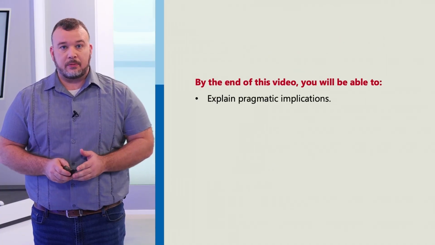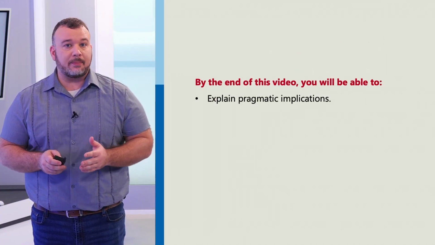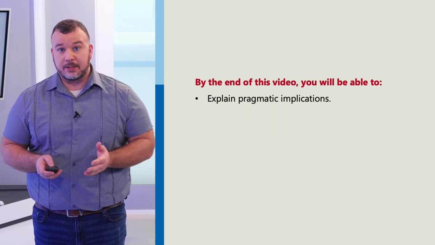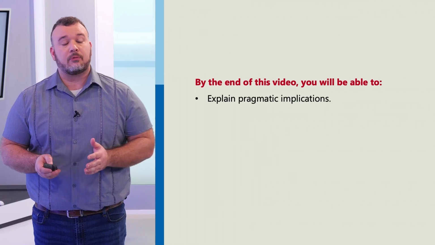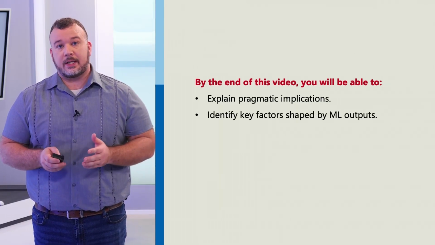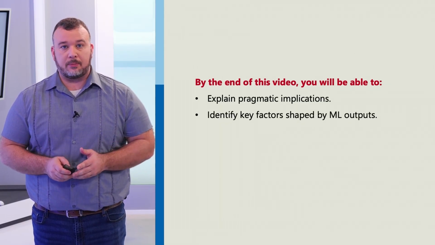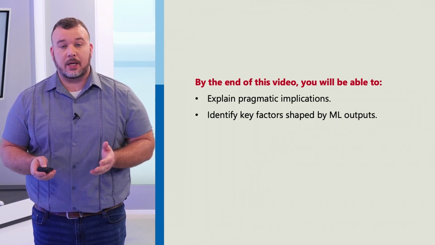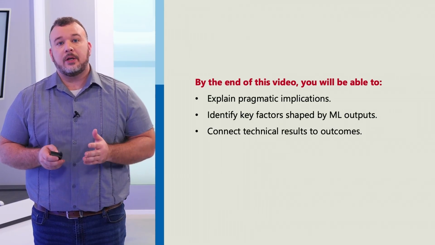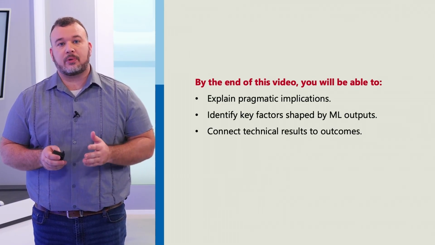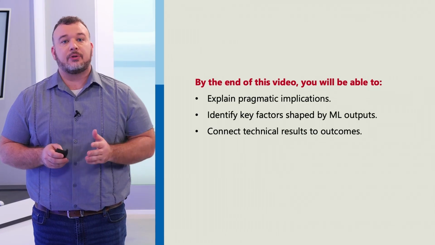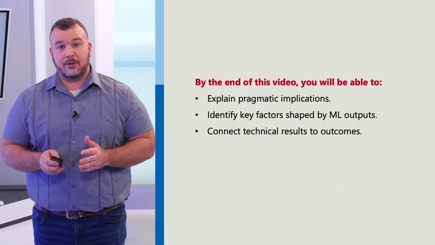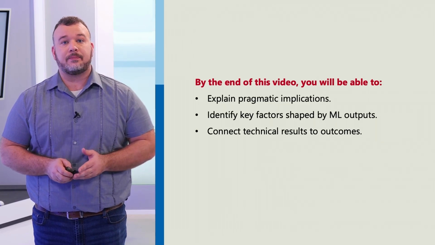By the end of this video, you'll be able to explain the concept of pragmatic implications within the context of machine learning workflows, gaining insight into how these systems influence real-world scenarios. You'll identify key factors shaped by ML outputs, such as user behavior, operational impact, or broader societal effect. Additionally, you'll learn to connect technical results to their practical and behavioral outcomes, ensuring that your machine learning solutions not only perform well, but also align with ethical considerations and societal needs.